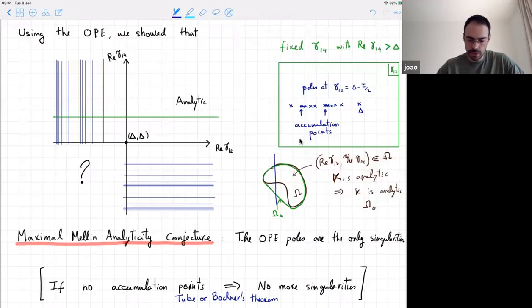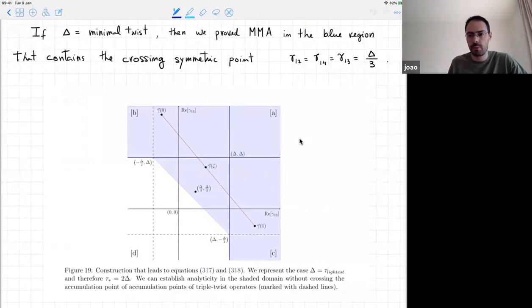So that's why we think that if the spectrum is discrete, there shouldn't be any other singularities. And we did get a partial result. This is the best we could prove rigorously, which is that we could extend the region from where we understand. We could extend this extra triangle that you see here.